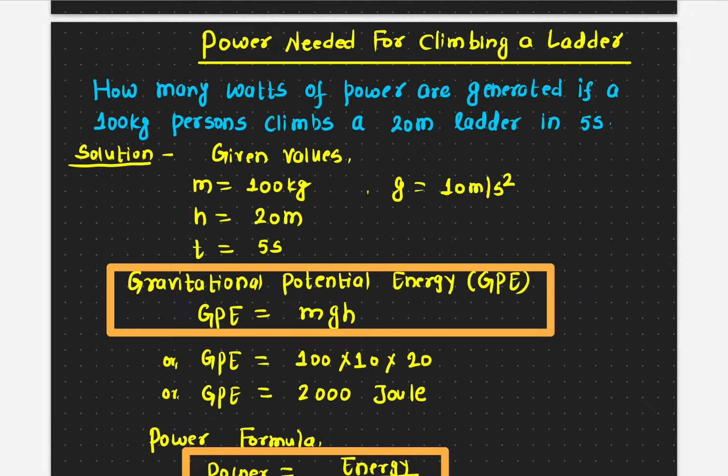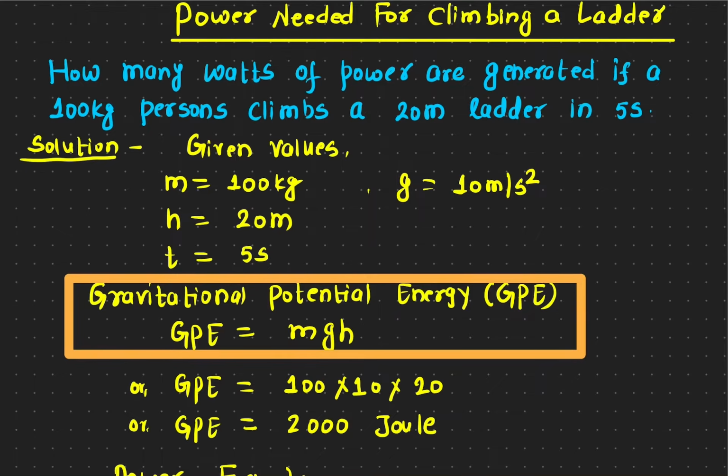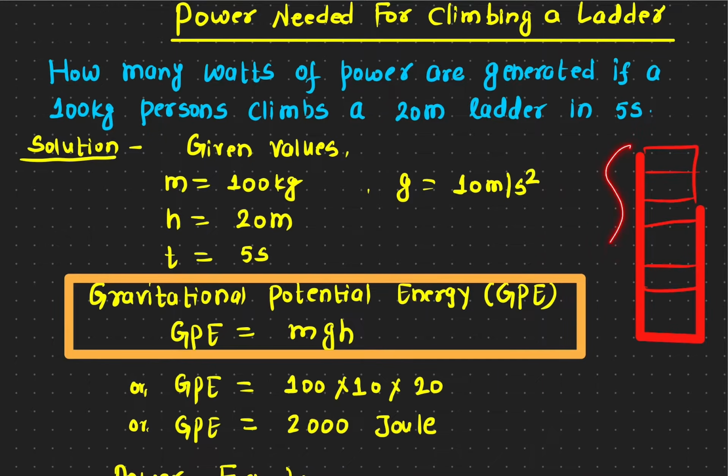So now the next question is, how are we going to calculate the energy? So here the person is going to climb up a ladder. Let's say this is the ladder here, I'm just making up a ladder. If you climb up, let's call the height h. Climbing up the ladder means you're working against gravity. Gravity is pulling down and you are climbing up, so you have to work against the gravity.